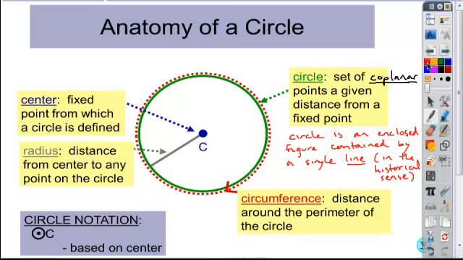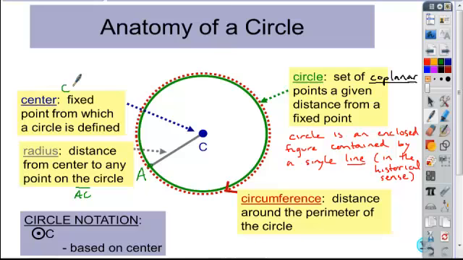When you identify a radius, let's say we put point A here on the circle. The radius is identified as a segment, so the radius of this circle is segment AC. A center is identified as just a point, so the center of this circle is point C.